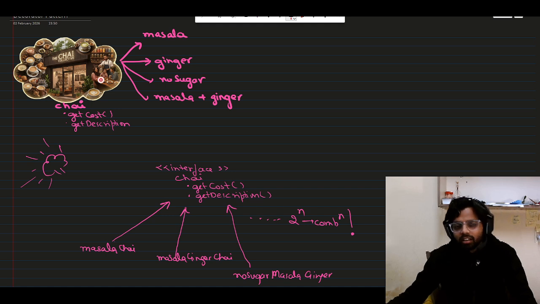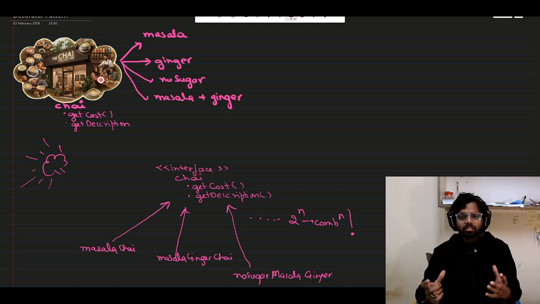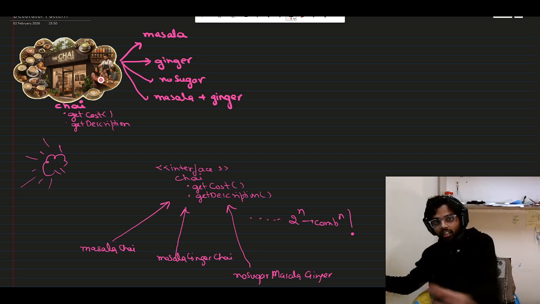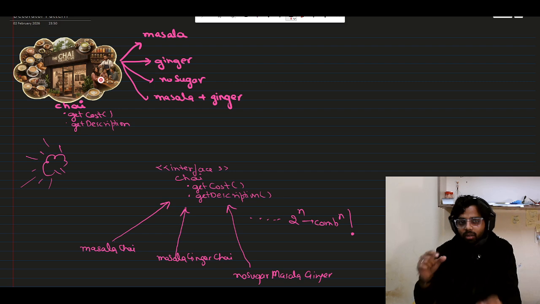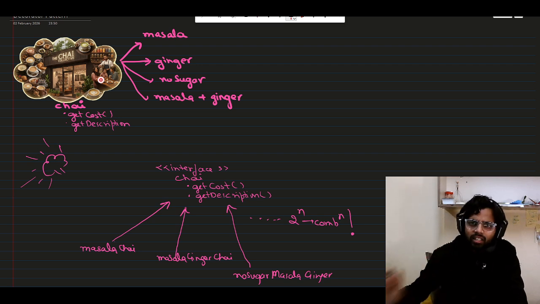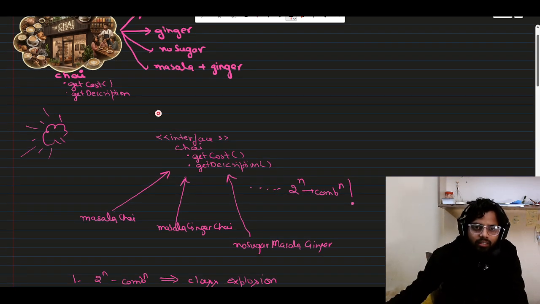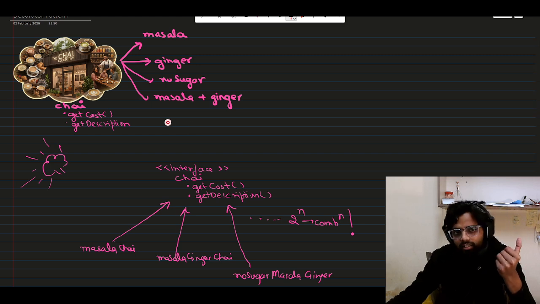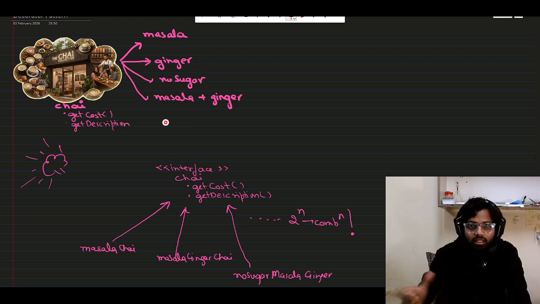So basically, suppose I have to open a chai shop and I have different varieties of chais like masala tea, ginger tea, masala adrak ginger tea, or masala tea plus sugar plus no sugar, or whatever. There are various varieties. And then, what are the possible solutions that I can think of to implement this in my system?